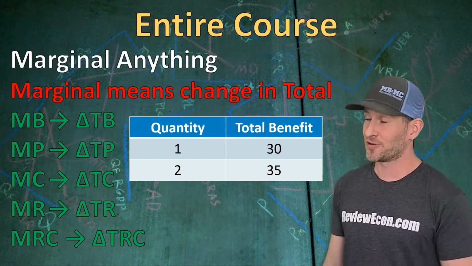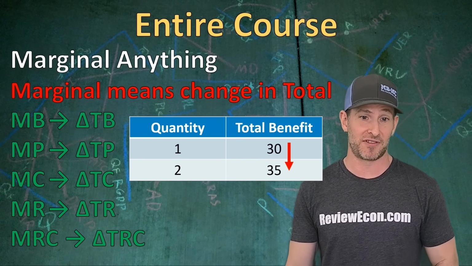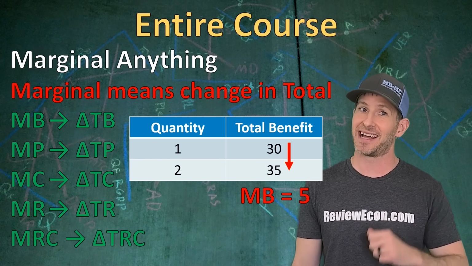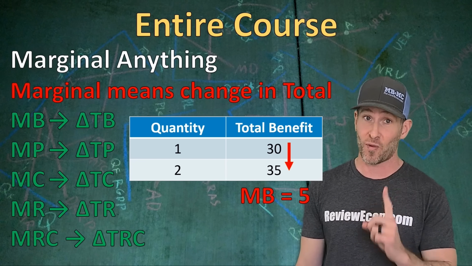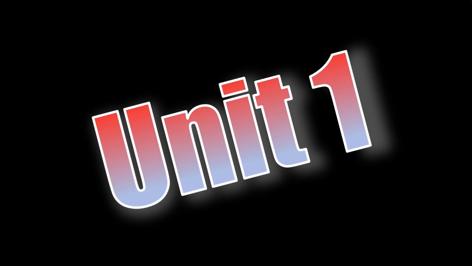Here's a quick example. We have the total benefit going from 30 units to 35 units. What's the marginal benefit? Well, it's that change in the total benefit for one more unit. That is a marginal benefit of 5.